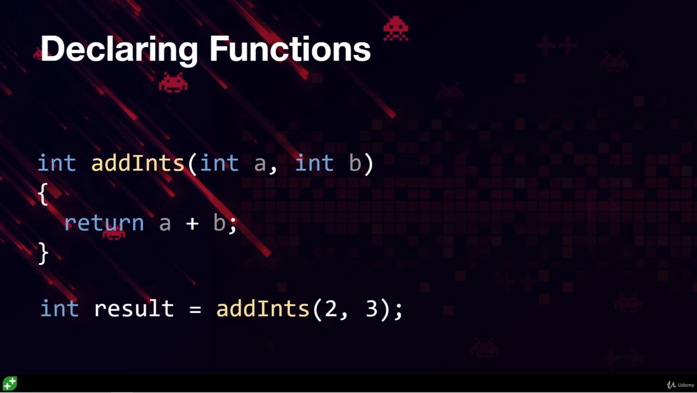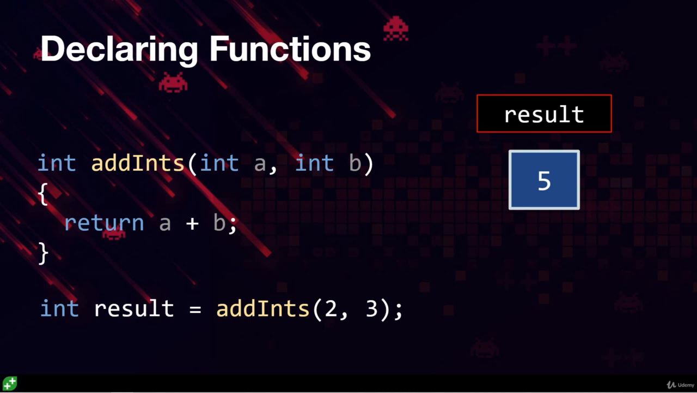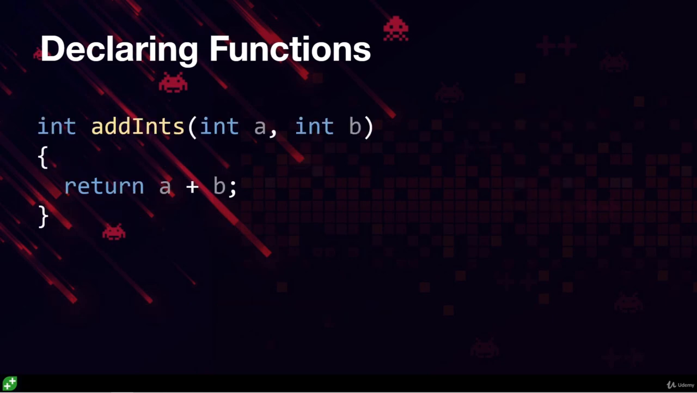So if we declare an integer called result, and on the same line we use the assignment operator to initialize it with the value returned by addInts, we can call addInts passing in two integers. In this case, we're passing in the values 2 and 3. So addInts is going to add 2 and 3 together and return that result. So therefore, our integer called result will be initialized to a value of 5. Pretty simple, right?